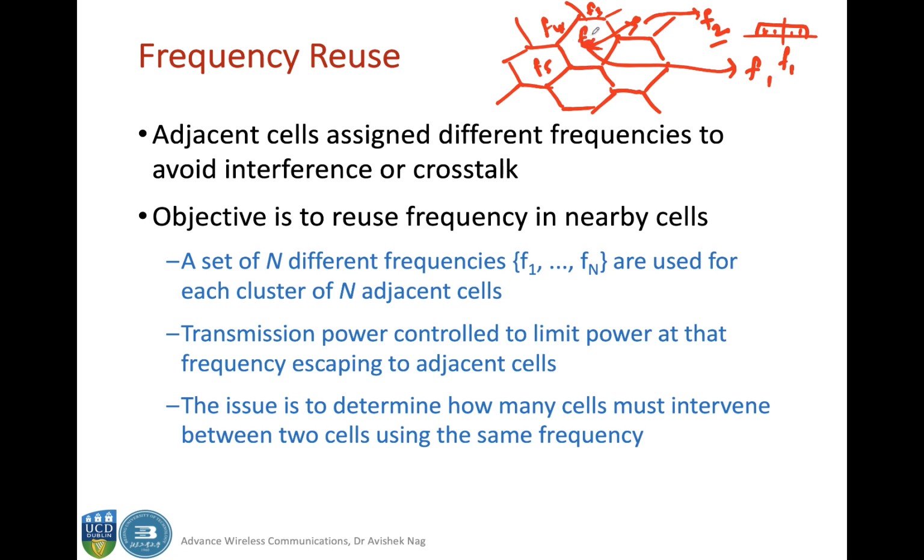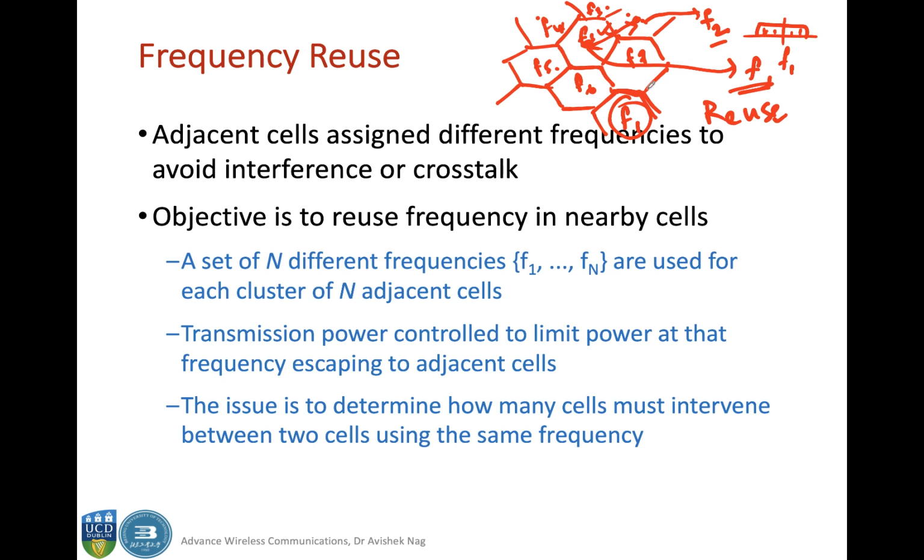Let's say this is f1. Okay, and then you have f2, f3, f4, f5, f6 and f7 along the neighbors. Then the same frequency can be reused. Let's say for this one you can use f1 again here, because this cell is not an immediate neighbor of this cell. Okay, the immediate neighbors are these 6. So you can reuse the same frequency f1 here. Okay, so that's the concept of frequency reuse that we are talking about here.